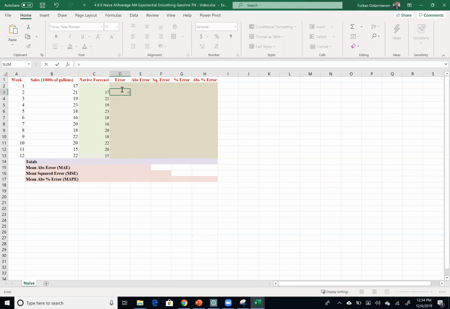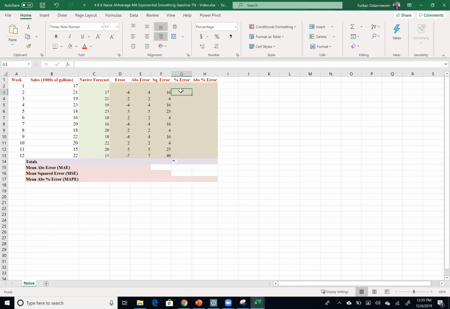So how can I calculate my error? Again, I like to do my forecast minus reality. So I'm underestimating reality by -4. And I can drag it down. Now I can calculate absolute error by just taking the ABS function of these values, which will make our negative values positive. Drag it down. Now I would like to do squared error. Take the error, take the square of the error, which will eliminate the problem of positive and negative numbers canceling each other out, and drag it down.